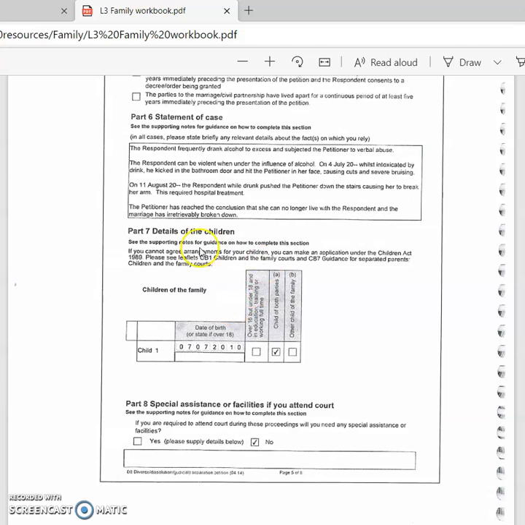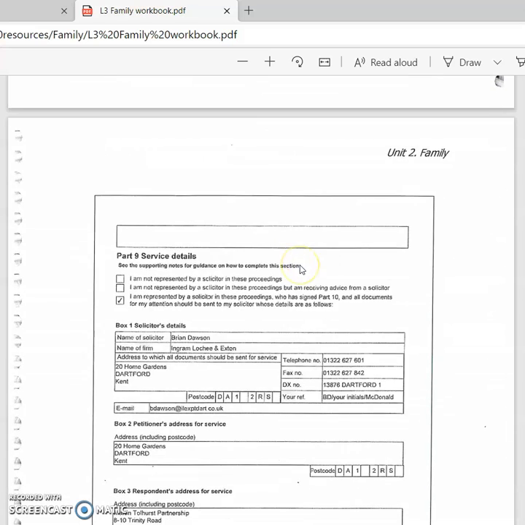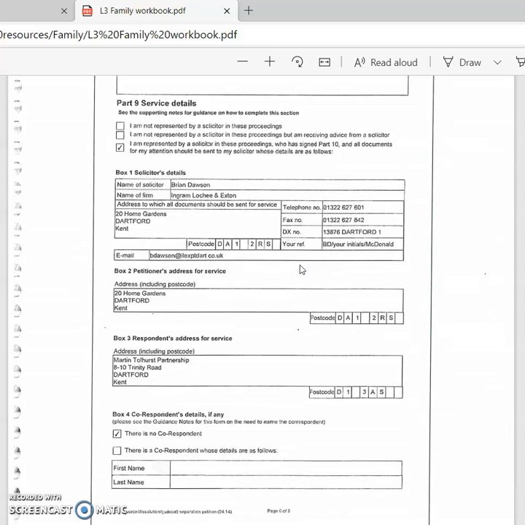Then you have to give details of the children. Child 1, okay? And you have to say what the child is. So it's a child of both parties, so it's his and her child. Normally now, I think you have to put the child's name, okay? If she attends court, does she need any special assistance? Like, is she disabled? Is she in a wheelchair? Does she need a hearing aid? No, she doesn't.